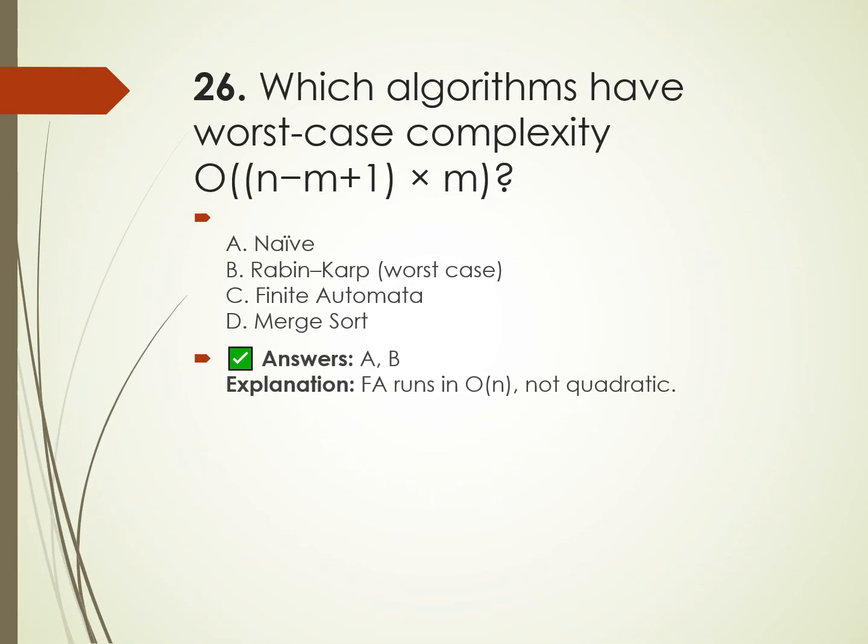Which algorithms have worst-case complexity bigger O of (n minus m plus 1) multiplied by m? A. Naive, B. Rabin-Karp, C. Finite automaton, D. Merge sort. Correct answers A and B.